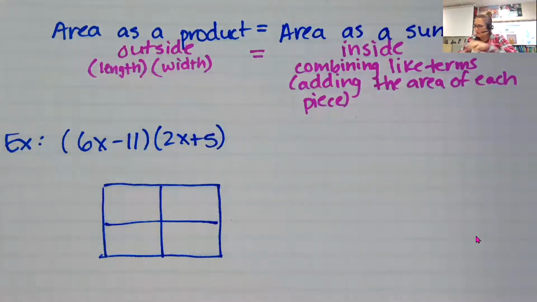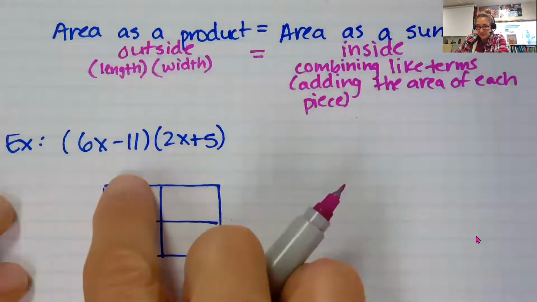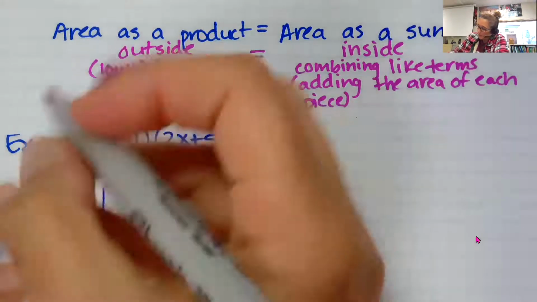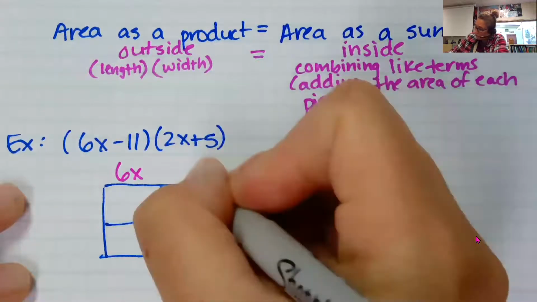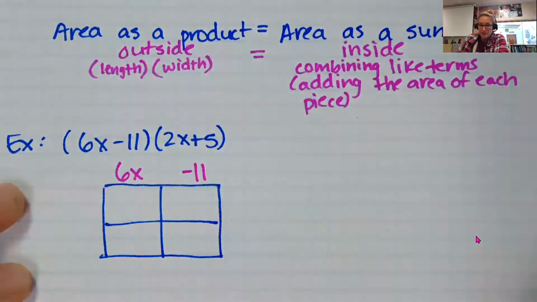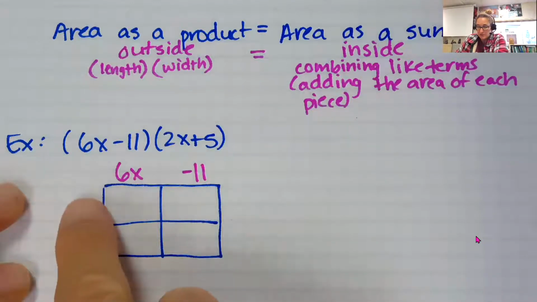So let's say I write 6x and my negative 11 up here. So here's 6x, and don't write your minus here in the middle where you're going to lose it. Write it right in front of that 11. So it's a 6x and a negative 11. I could have done it here instead. I'm going to put my 2x and my plus 5 here.